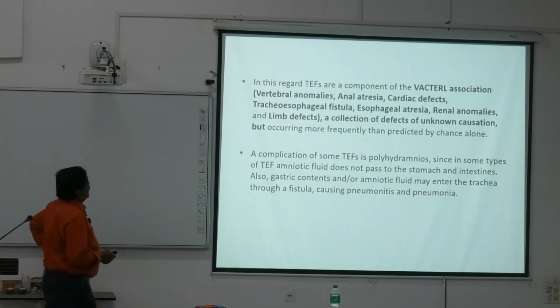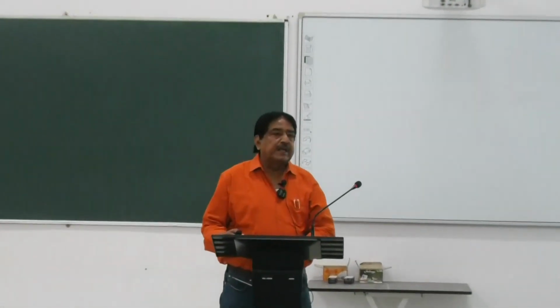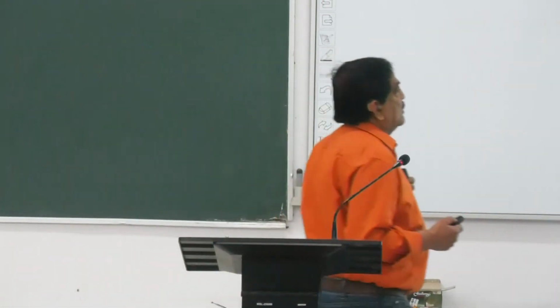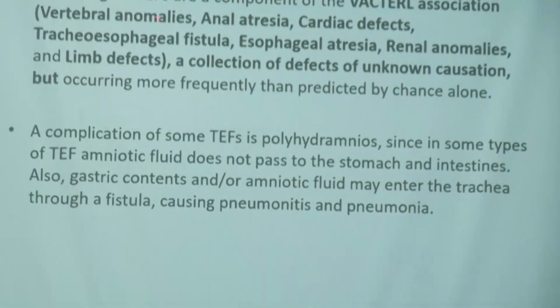In this regard, TEFs are a component of the VACTERL association: vertebral abnormality, anal atresia, cardiac defect, tracheoesophageal fistula, esophageal atresia, renal abnormalities and limb defects. A collection of defects of unknown causation, but occurs more frequently than predicted by chance alone. Now, if you have a baby with a limb deformity or some cardiac deformity, then you think in this term.